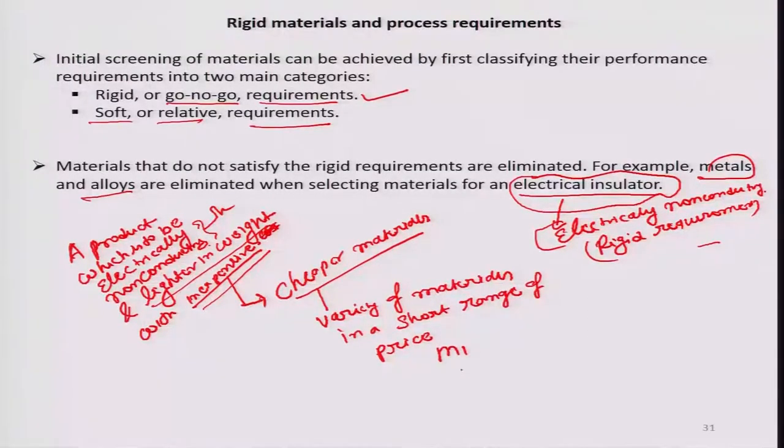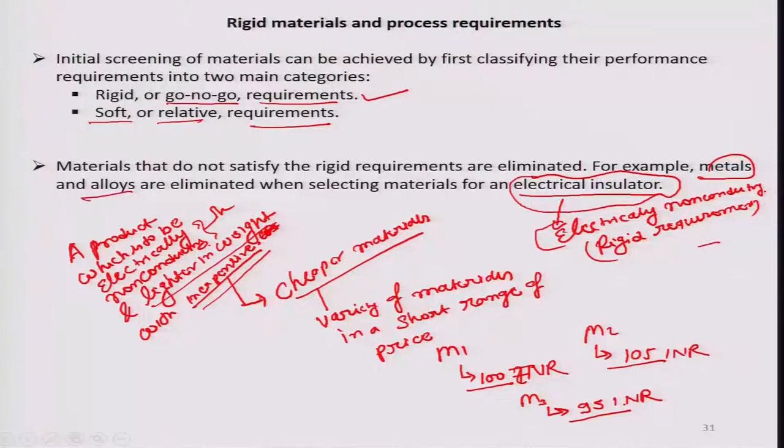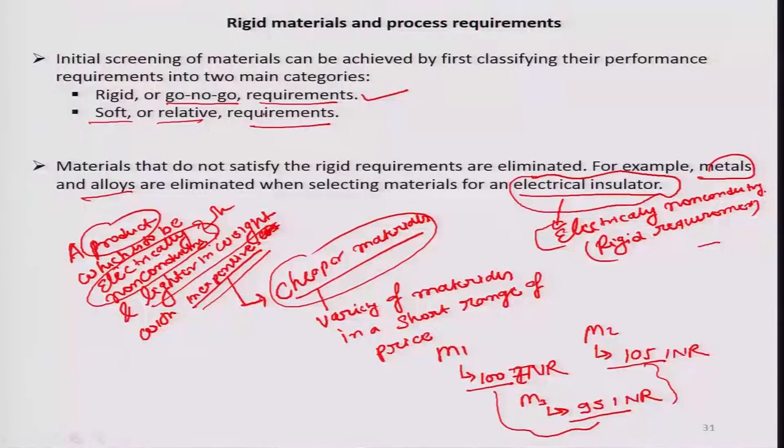Suppose that material M1 has a cost of 100 rupees and M2 has a cost of 105 rupees, and the cost of M3 is 95 INR. If you are going to make a product which is to be used in a highly sophisticated place, then the difference in prices is not much important as compared to being electrically non-conducting. So here this requirement is a soft or relative requirement for this problem statement.